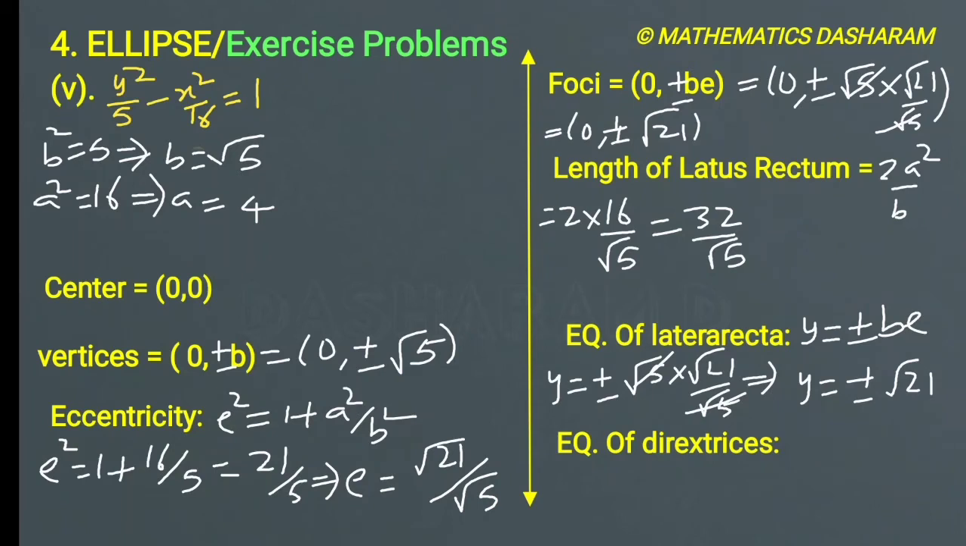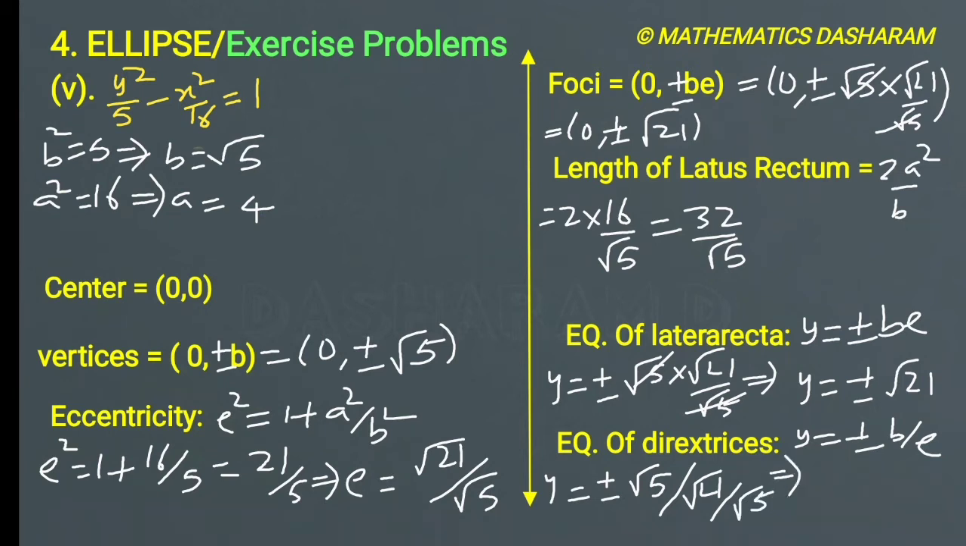Equation of a directrix, that is y equals plus or minus b by e. So then y equals plus or minus b value root 5 divided by e value. E value is root 21 divided by root 5. Root 5 will go to the numerator place, so root 5 whole square, then plus or minus 5 divided by under root 21.